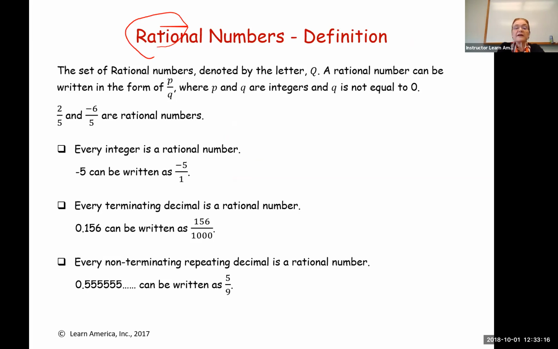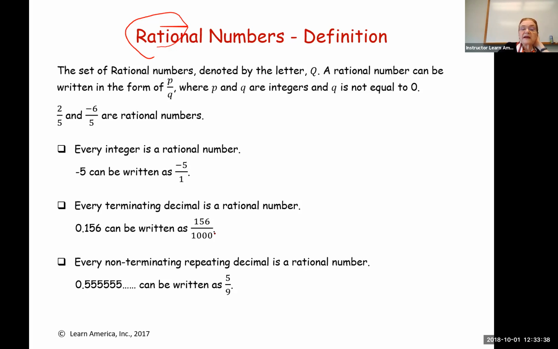So examples of rational numbers are 2 over 5 and negative 6 over 5. Every integer is a rational number because it can be written as itself over 1. Every decimal that ends is a rational number. So if we look at, for example, 0.156, we can write that as 156 over 1,000, again, a ratio.